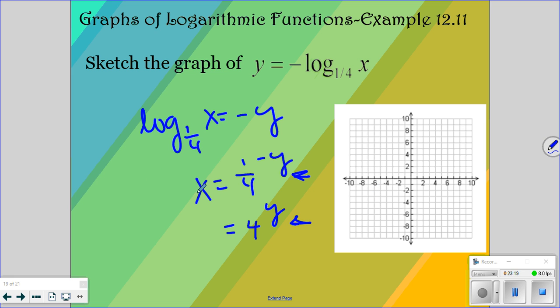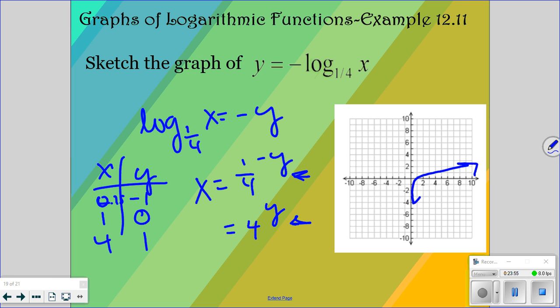So if you make a t-chart, and for your y values, put -1, 0, and 1, you'll get 4, 1, and 1/4. Sorry, that's not right. You'll get 0.25 for this one, 1, and you'll get 4 for that one. And so if you graph it, we've actually already graphed this one. It looks kind of like that. So that would be the graph of that log function.